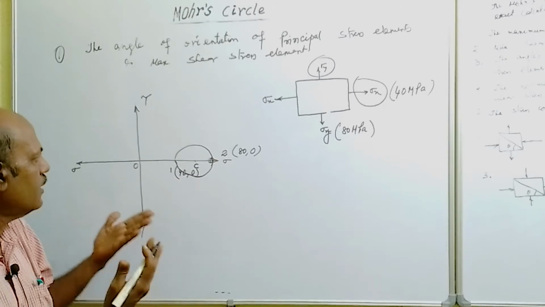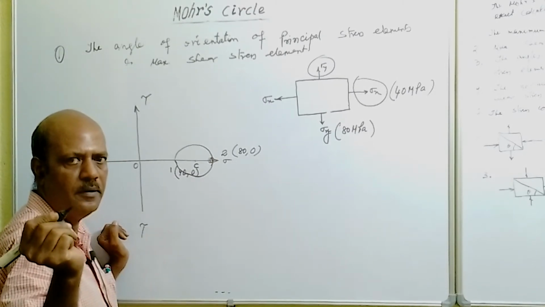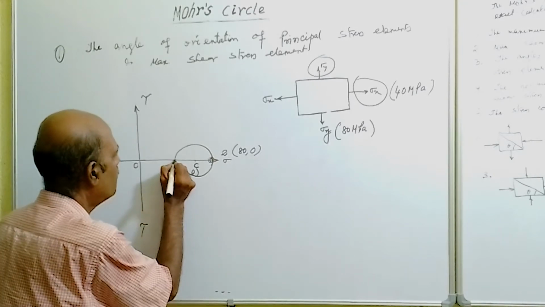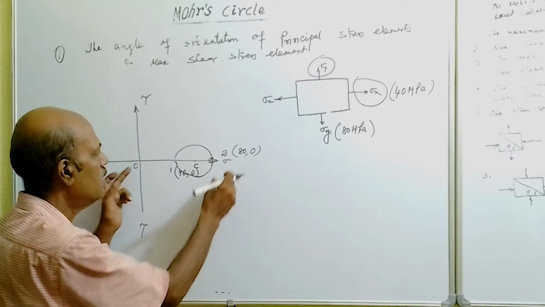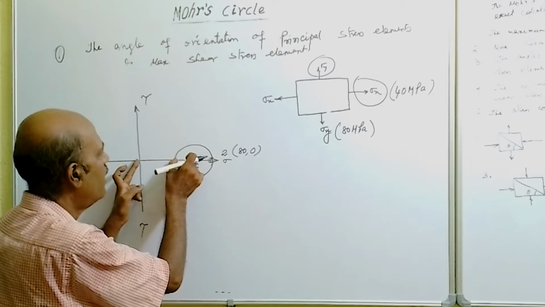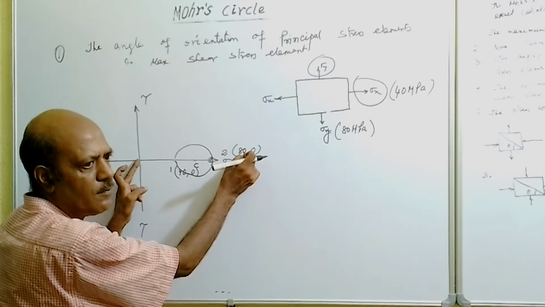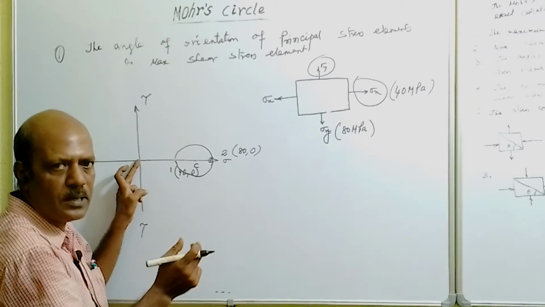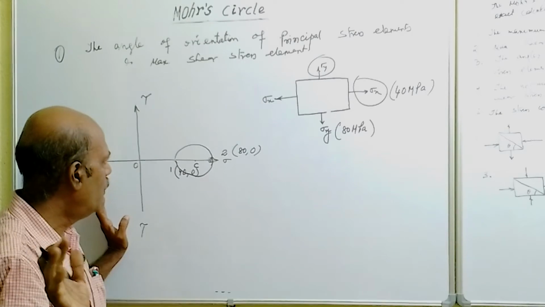Now the first case we have seen, if we need to find the principal stresses, this point will indicate principal stress, this point will indicate principal stress. This is the major principal stress and this is the minor principal stress. Here major principal stress becomes 80 megapascal and minor principal stress becomes 40 megapascal. So that we know.